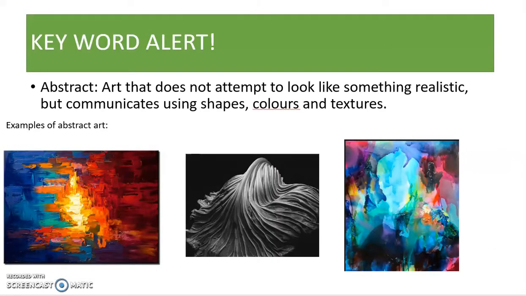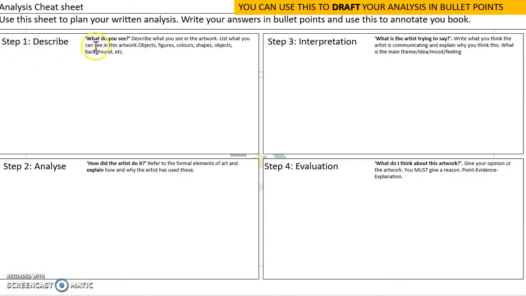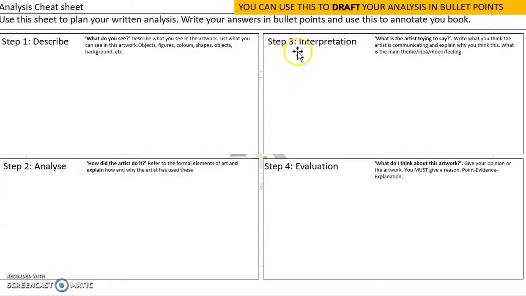Remember, the unit we're looking at is abstract texture. So we are looking at a piece of artwork called Jerome, Arizona by the photographer Siskind, and you've already created your describe and analyze sections for your analysis and typed it up. So today we're going to do step 3 and step 4.